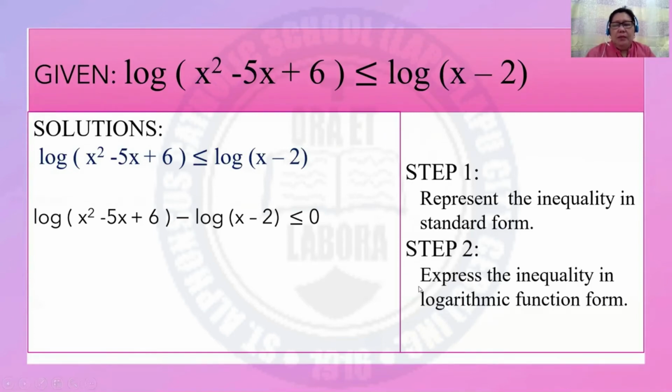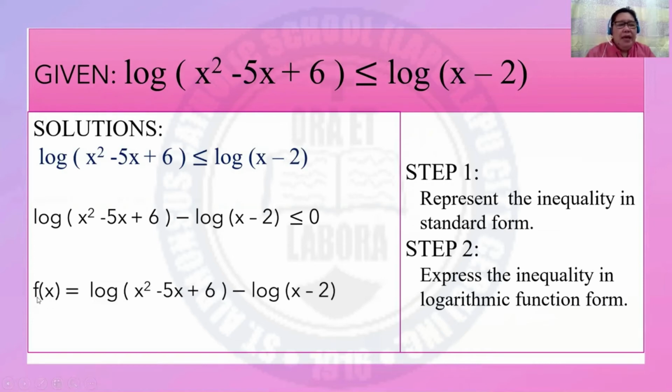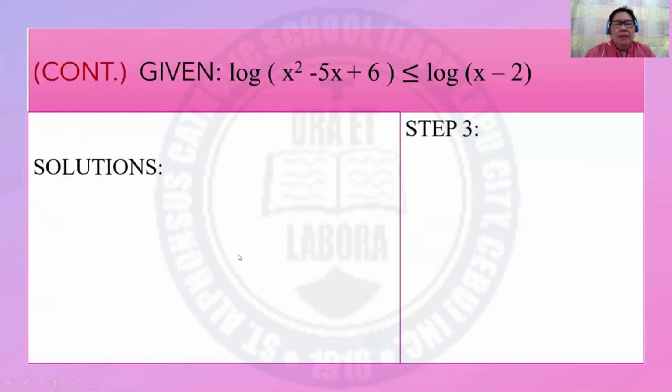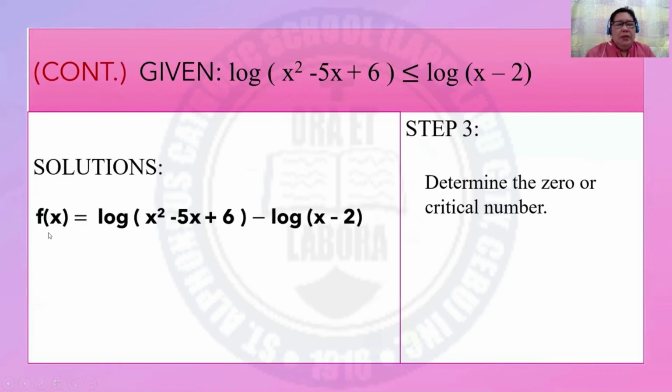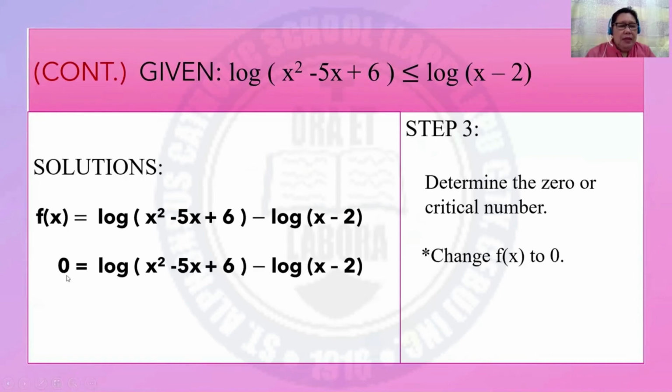And for step 2, express the inequality in logarithmic function form. So we have f of x is equal to the logarithm of the quantity x squared minus 5x plus 6 minus the logarithm of the quantity x minus 2. For step 3, you have to determine the zero or the critical number. So this is the logarithmic function. You have to change f of x to 0. So replace f of x by 0.